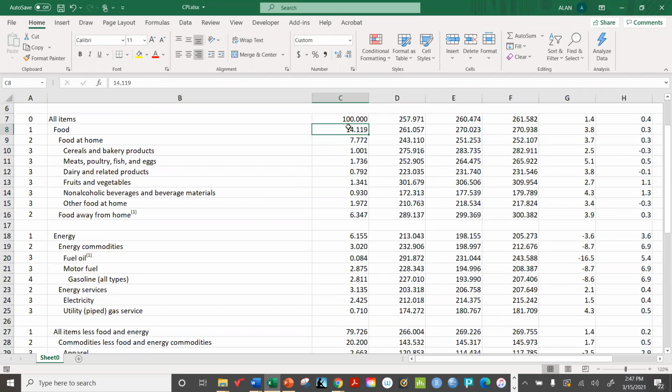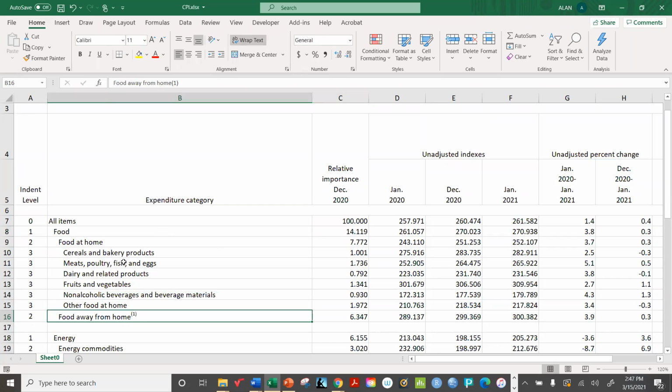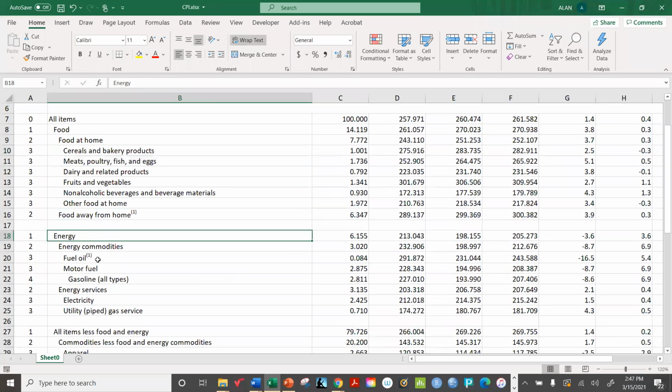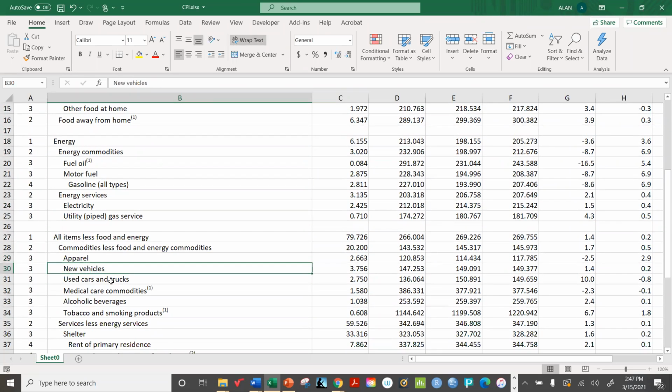And they also have what they call weights, which means, for example, here, the Bureau of Labor Statistics, according to their statistics, the numbers they have, people in the United States on average are spending about 14% of their budget on food. Okay, and then we break it down further into food at home, food away from home, and we break it down even further according to these different categories. With energy, we've got fuel oil, motor oil, fuel, gasoline, electricity. We have all these other items like clothes and new cars, etc. And so from this, you can get a sense of what people tend to spend in the US.